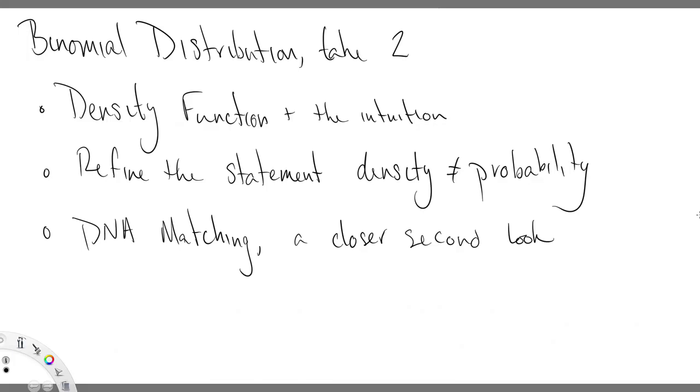We will then refine the statement, density is not equal to probability. There's a little bit more nuance to it that I will help you all see. And then we'll take a second closer look at our DNA matching example from the FBI trying to match two individuals' DNA across 13 nucleotides. So let's just dive in.